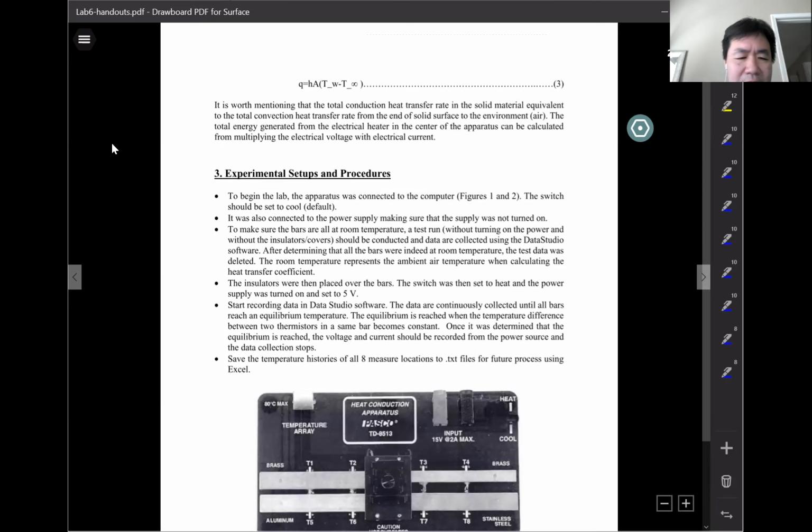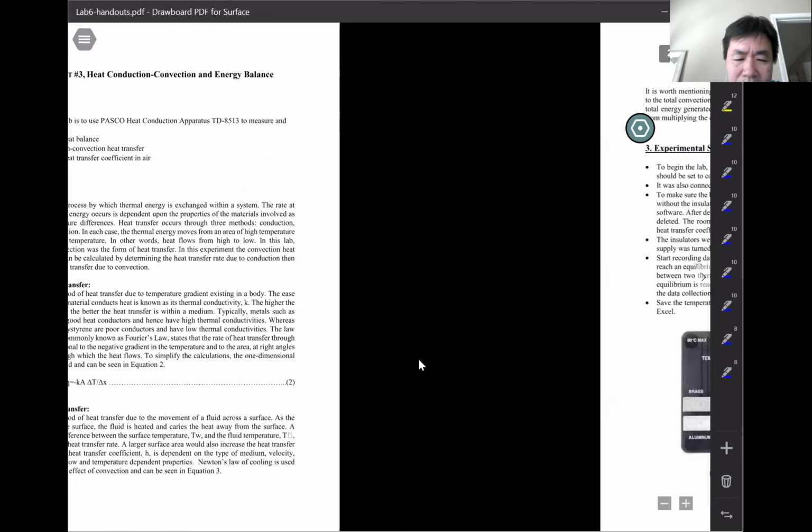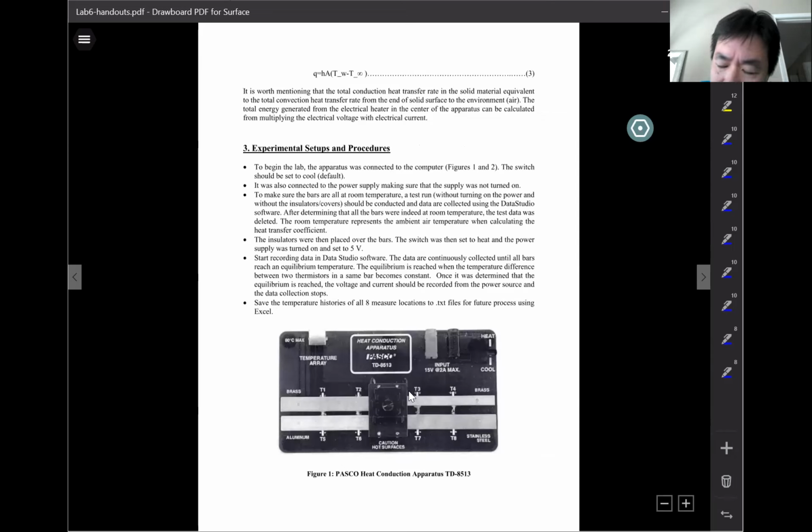I listed this in equation 2. This is the conduction heat transfer equation, kA dT over dx. It should be a derivative, right? But in the experiment, we use data. We measure the temperature difference, and we measure the distance between the 2 points. So on each bar, you should be able to calculate a Q, the conduction heat transfer. By the way, this is 1D conduction.